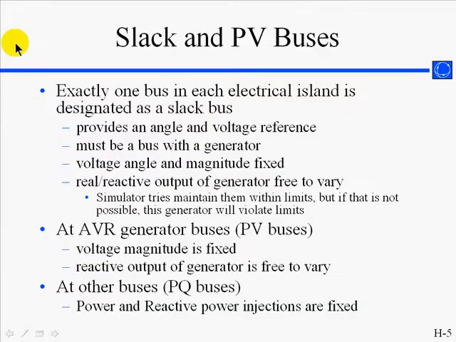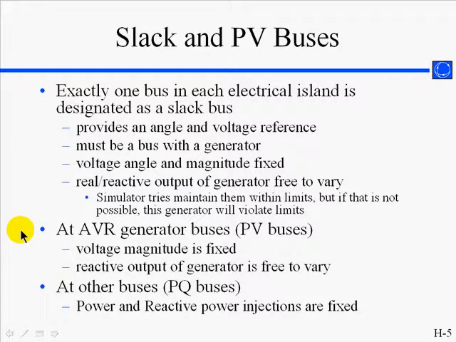To elaborate more on the slack or the reference bus, exactly one bus in each electrical island is designated as a slack bus, which provides an angle and voltage reference. This bus must include a generator so that the slack reference angle and voltage can be maintained. That generator has a real and reactive output which is free to vary in order to meet the slack bus equation. Simulator will try to keep the real and reactive power within limits, but if it's not possible, then the generator will violate the limits. A well-conditioned case, of course, will have a slack bus generator that does maintain its physical limits.